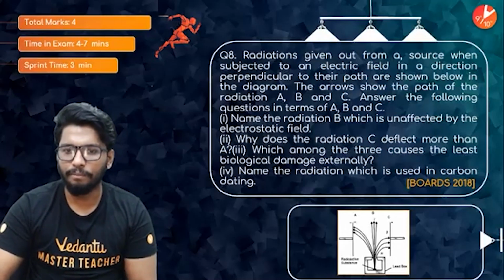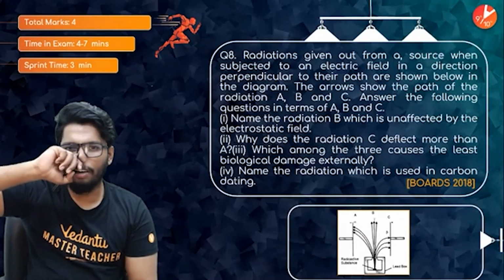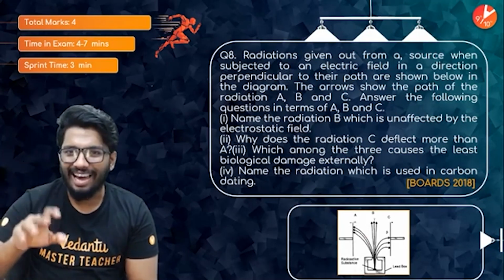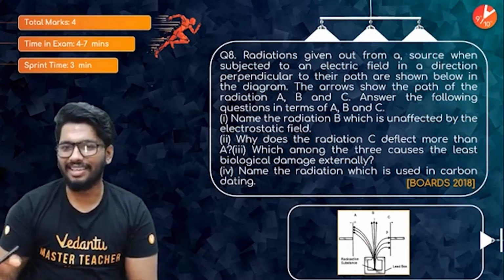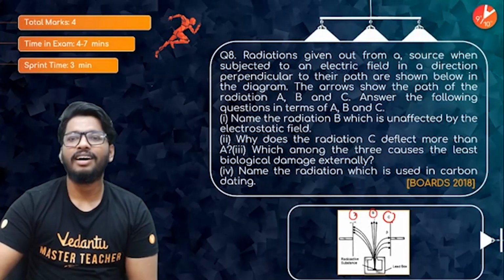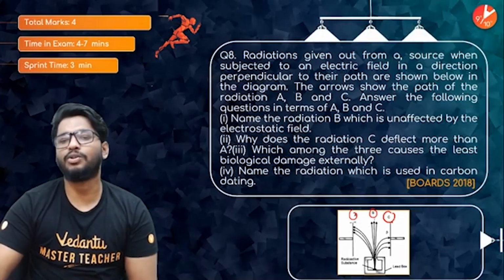So you can see this over here, right? This is a lead box. You can see the radioactive substances being emitted out. The arrows show the path of the radiation A, B, and C. So this is A here, this is B over here, this is C over here. Name the radiation B which is unaffected by the electrostatic field.